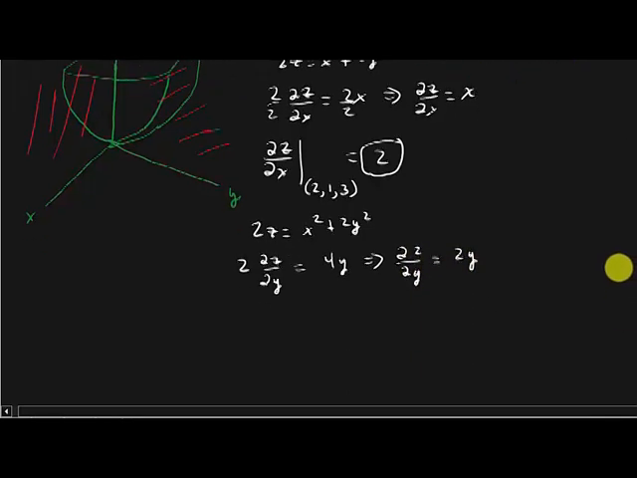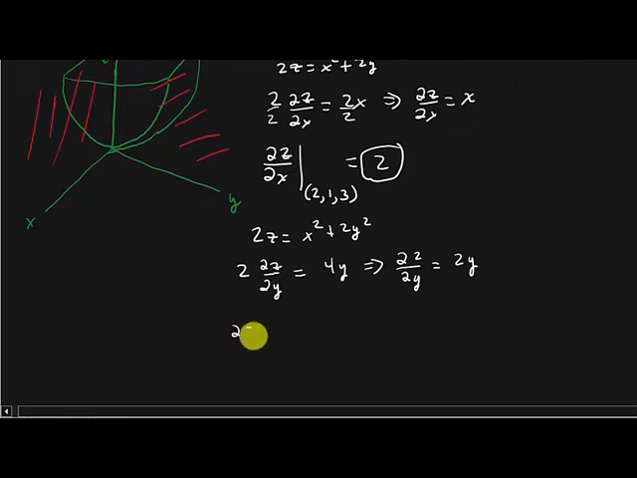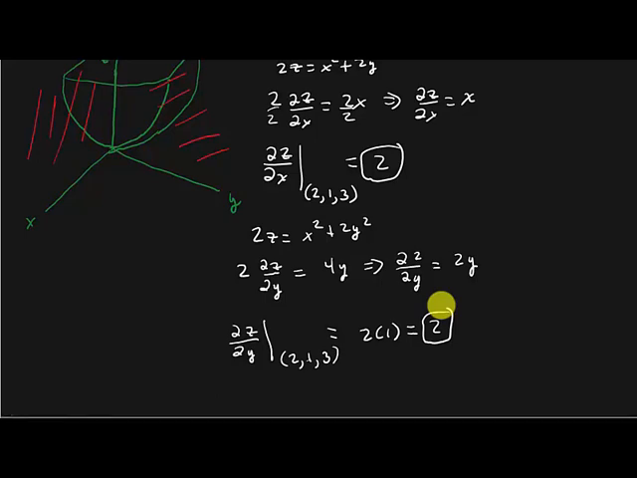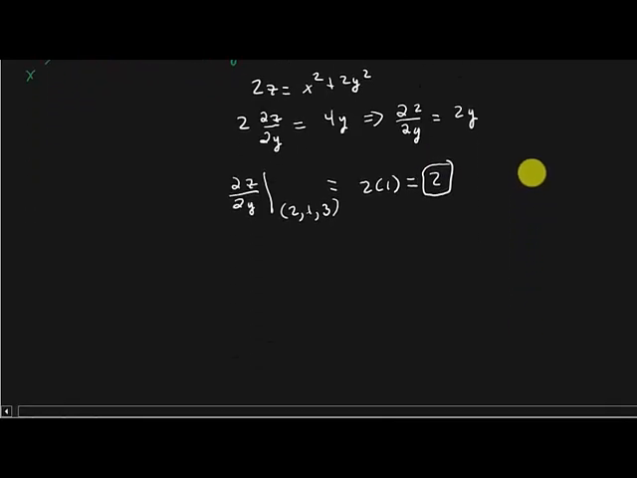to 2y. And then we're going to evaluate this at the same point, 2, 1, 3. But notice I only have a y term, so I'm going to take the y value. This is your x, this is your y, and this is your z coordinate. So y is 1, so this is 2 times 1, which equals 2. And there's your answer. All right, so that's finding the slope that's tangent to a curve and parallel to a certain plane.